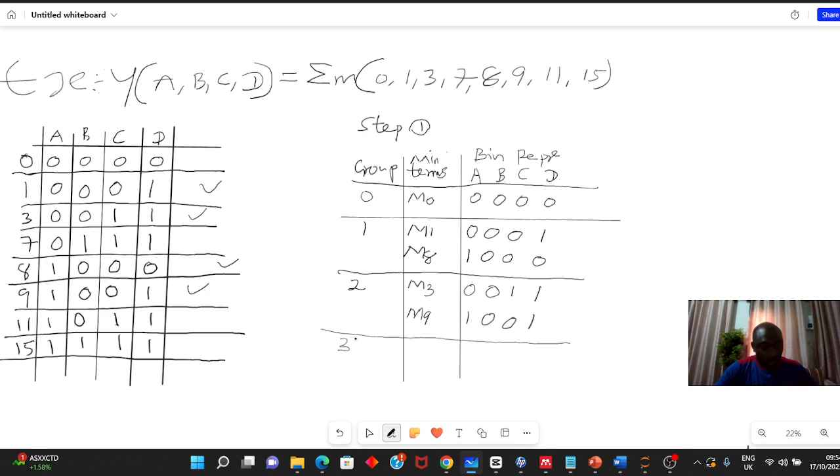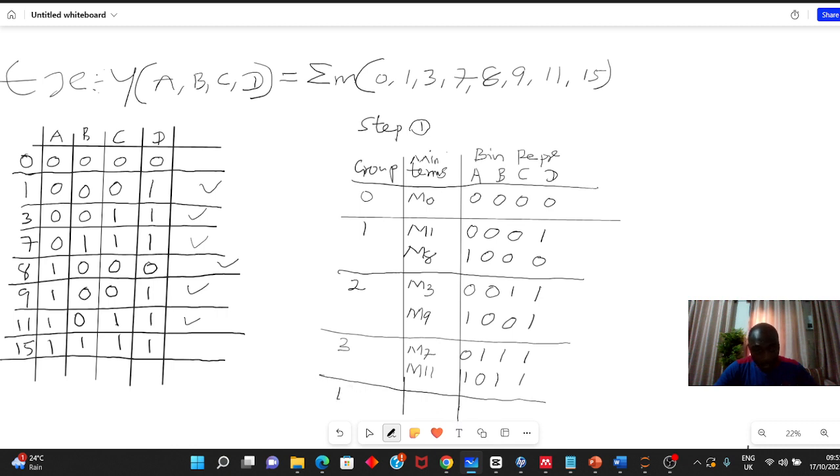You go to the group of threes, three ones. So for three ones, we have it at M7, right? So M7's binary representation is 0, 1, 1, 1. So M7 with three ones, and M11 again. So we have M11. The binary representation is 1, 0, 1, 1. Right? So you could also check. I think for the three ones we have it at M11 and M7. I don't know any other place besides M11.